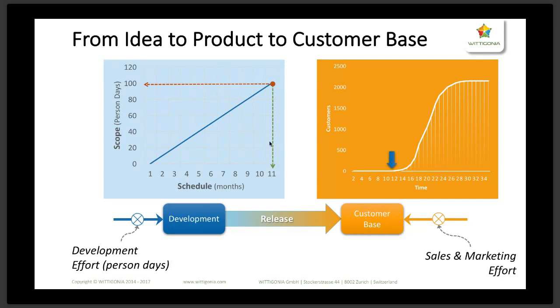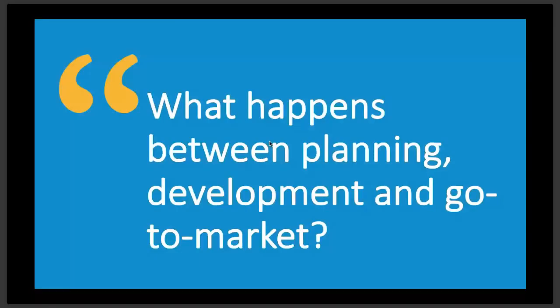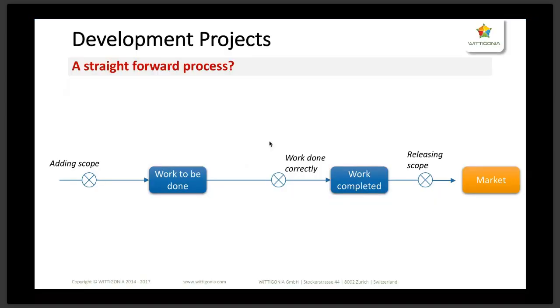And the question is, of course, what happens often between the planning and development and the go-to-market phase of a product? Because that seems to be the key red zone where a lot of projects are falling through. And so let's take a look at that, what's happening here. Now, the development of projects, is it really a straightforward process? So that's the question I'm posing here. So, of course, at the beginning, we're adding scope to a project, which means that we know how much work needs to be done.